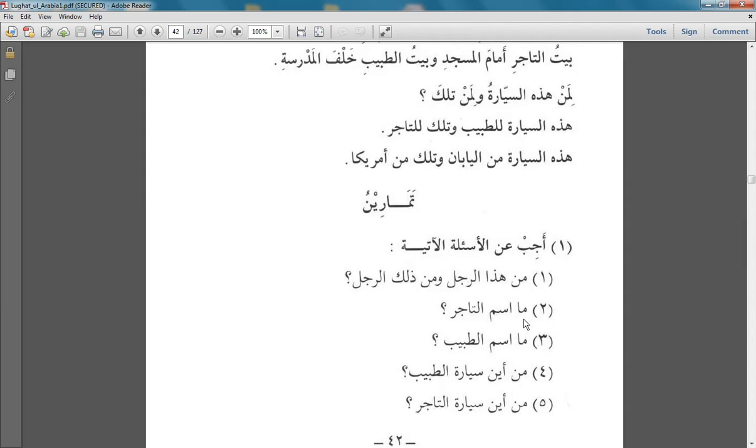ما اسم التاجر? What is the trader's name? ما اسم الطبيب? What is the doctor's name? So you would start off by saying اسم الطبيب and then whatever his name is. من أين سيارة الطبيب? من, from, أين, where, سيارة الطبيب, the doctor's car. Where, from where is the doctor's car? من أين سيارة التاجر? From where is the trader's car? And you would start the sentence by saying سيارة التاجر من, then wherever it's from.